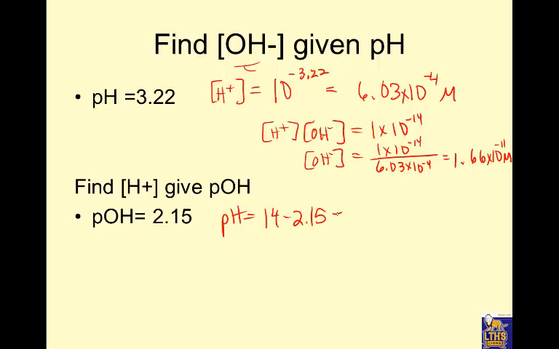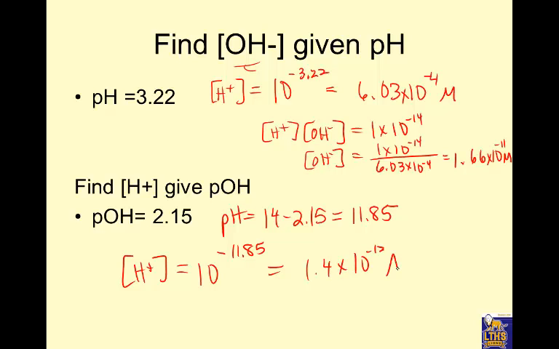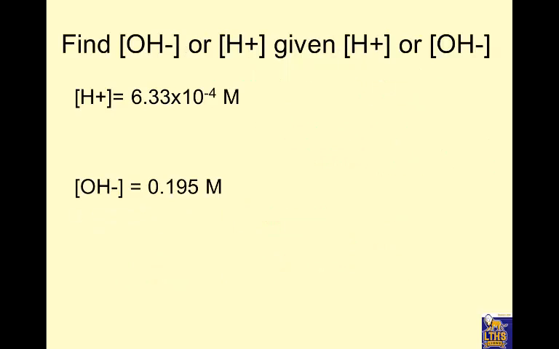Okay, and we find out that pH is 11.85. So now that I know pH, I can get H plus, because H plus is going to be equal to 10 to the negative 11.85, and so the H plus is going to be 1.4 times 10 to the negative 12 molar. Okay, so you just have to be able to use those equations I gave you earlier.